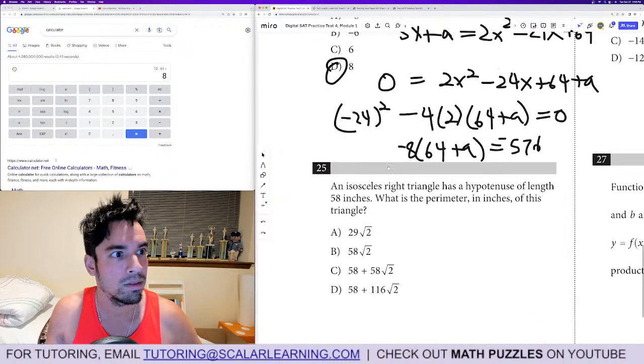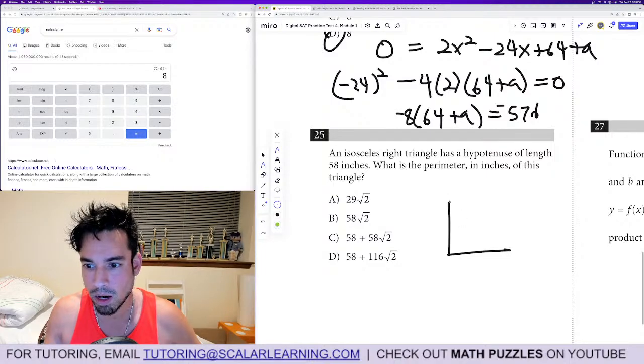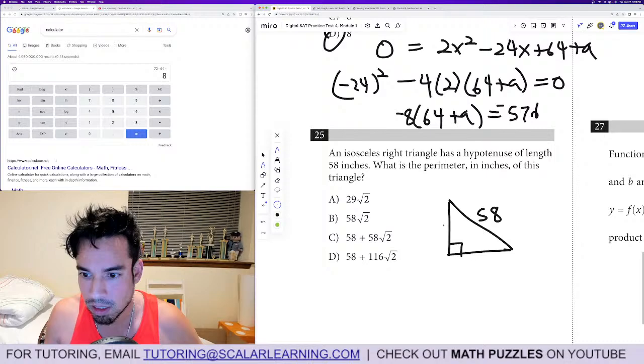3 questions left. Not a lot of time. Okay. An isosceles right triangle. I don't know if I'm going to finish. An isosceles right triangle has a hypotenuse length of 58. And it's isosceles, boom, boom. These are both x. What is its perimeter? What is the perimeter of the triangle?